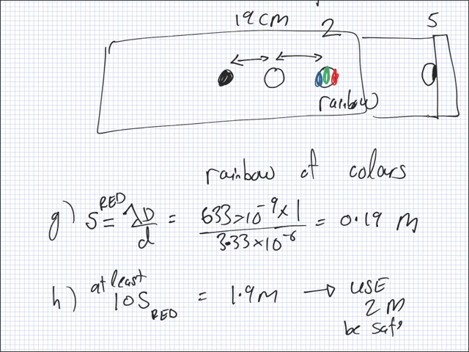So what is 1.9 meters? It's 10 multiplied by this s, because you have 10 fringes.